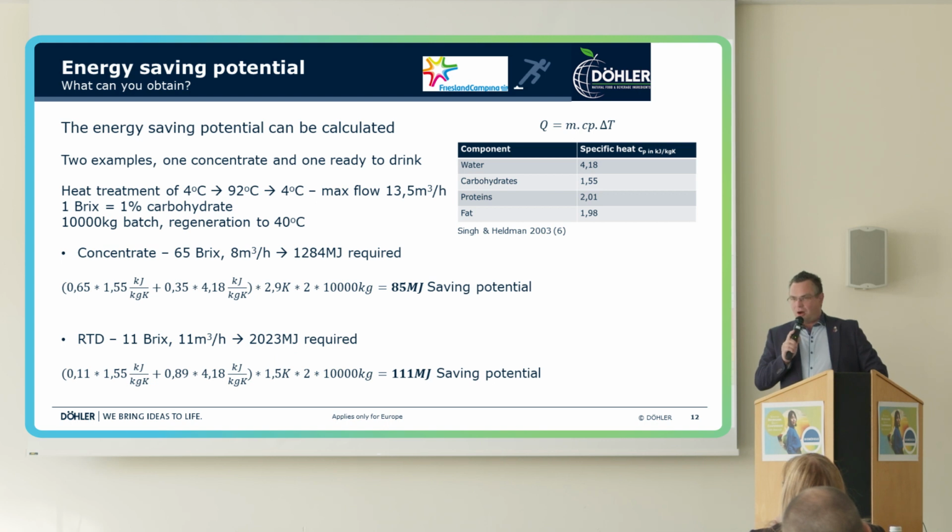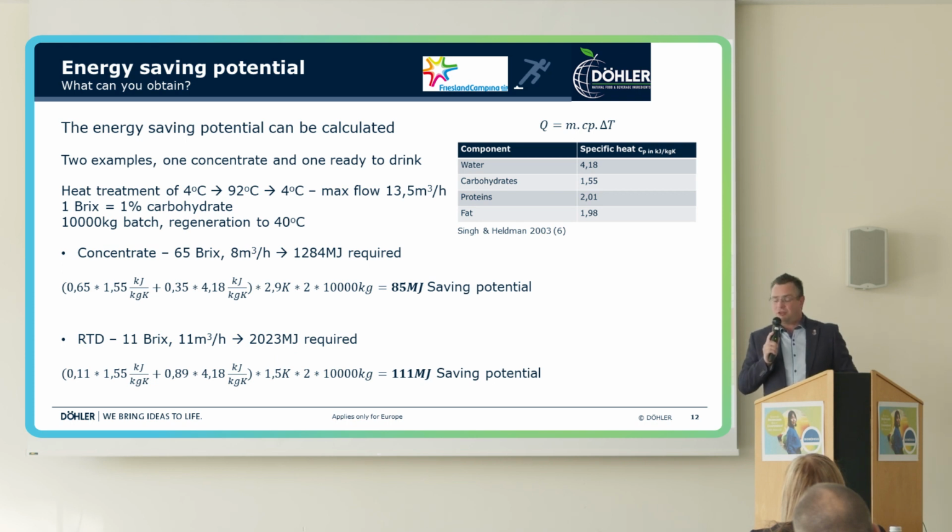The interesting part is that if I would reduce my production flow from 13.5 to 8 cubic meters per hour, I can reduce the temperature by 2.9 degrees Celsius. And then I'm staring at exactly 10 pasteurization units.